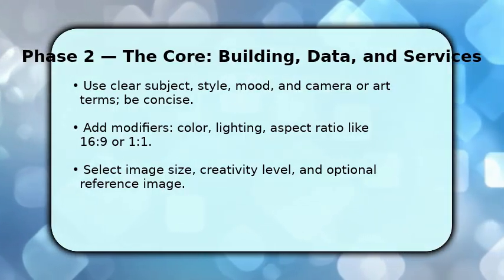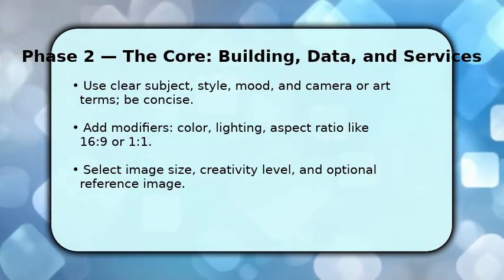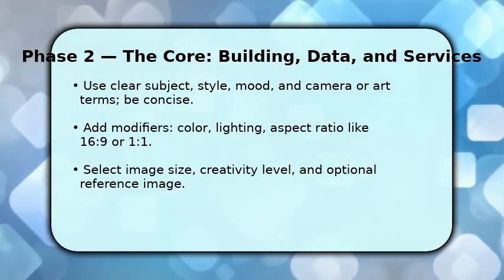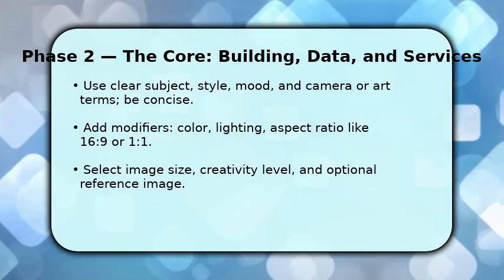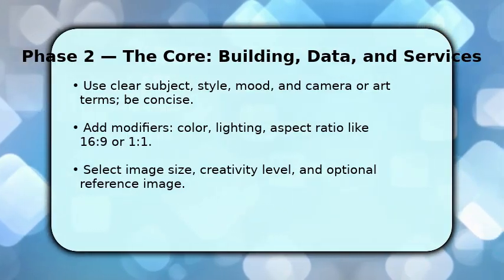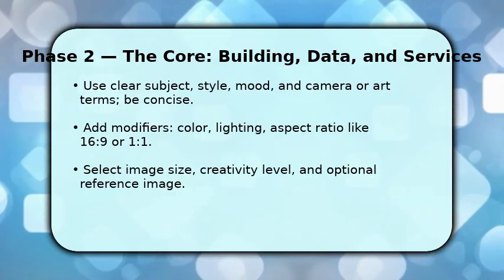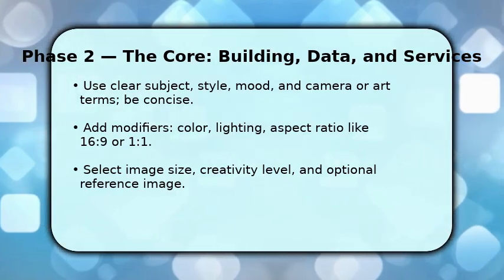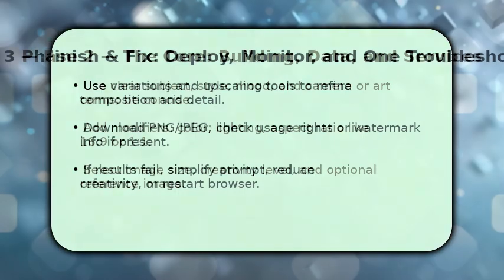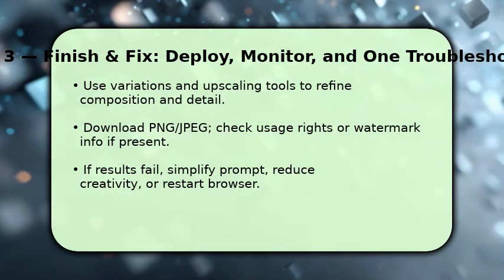Once you include modifiers like aspect ratio 16:9 or color palette, select size and creativity slider to balance novelty and fidelity. Make sure to attach a reference image if you need accurate likenesses. That improves results. You finish by reviewing generated options, then pick variations to refine composition and use upscaling for higher detail.